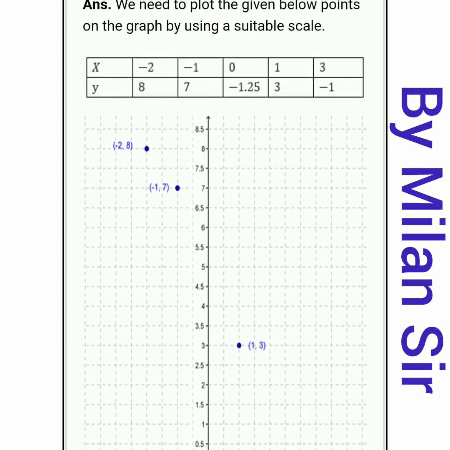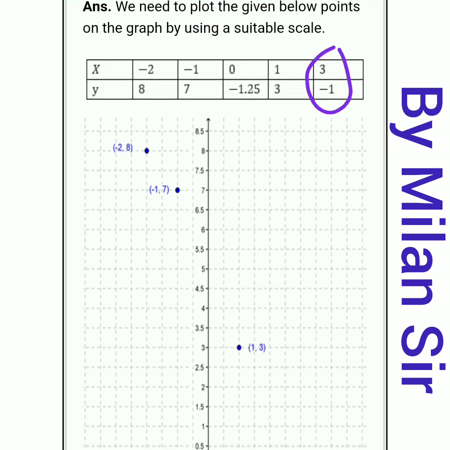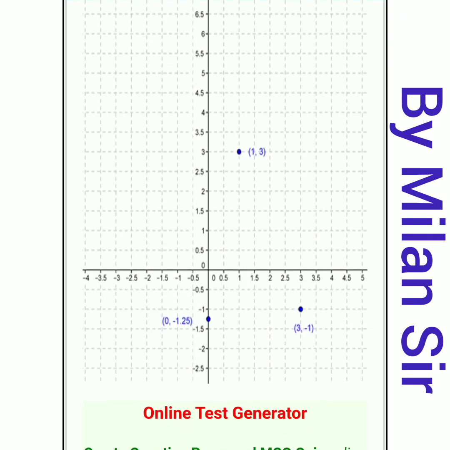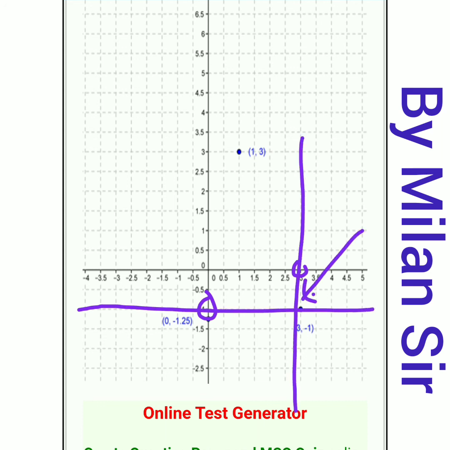Then our last point is 3, minus 1. So 3 we need to locate on the x-axis and minus 1 we need to locate on the y-axis. Now draw the horizontal and vertical lines, so you will get the intersection point here. This is the position of 3, minus 1. This point lies in the fourth quadrant because the first sign is positive and the second sign is negative.